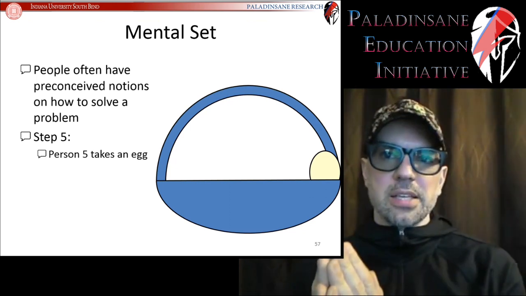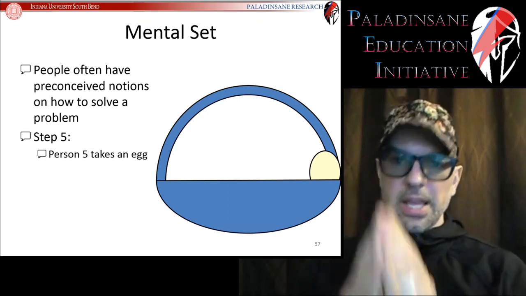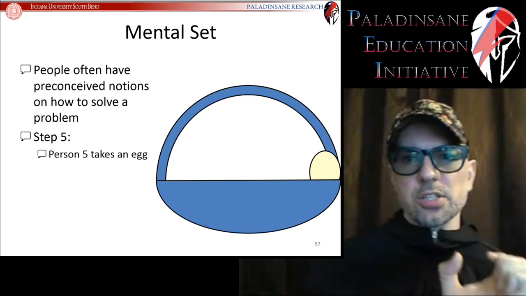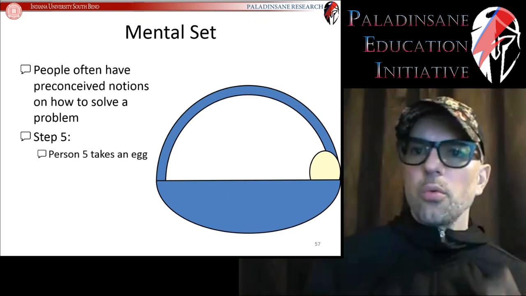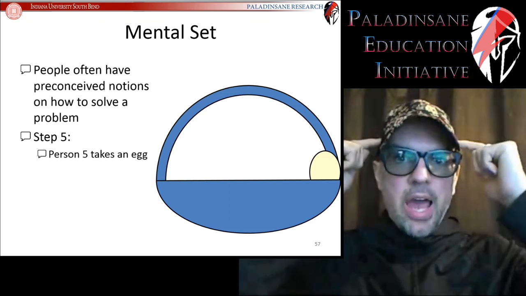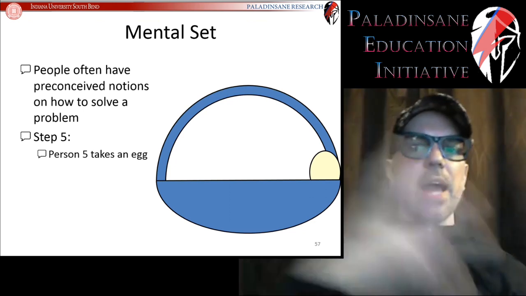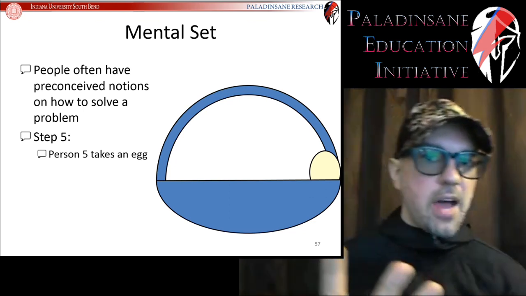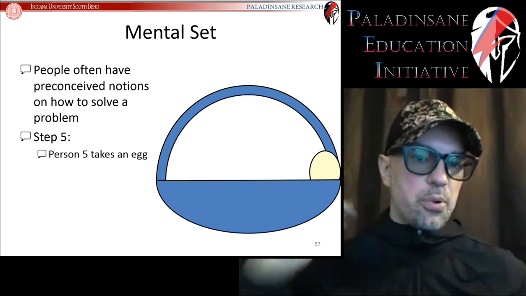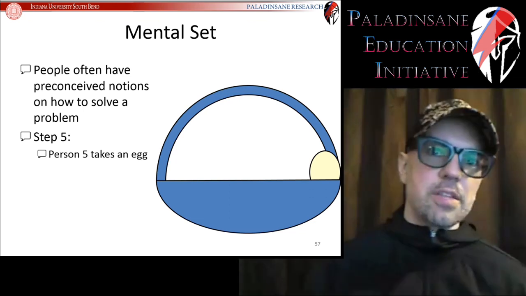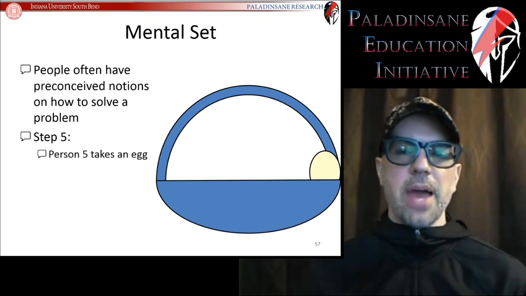Taking an egg out of the basket was successful the first time. Taking an egg out of the basket was successful the second time. It was successful the 3rd time. Got us closer to the solution the 4th time. Worked the 5th time. So in our mind, we formed this mental set of we got to take an egg out of the basket. We've taken an egg out of the basket 5 times. Our mind is now preconditioned into this preconceived notion that the way to solve this problem is to take an egg out of the basket.